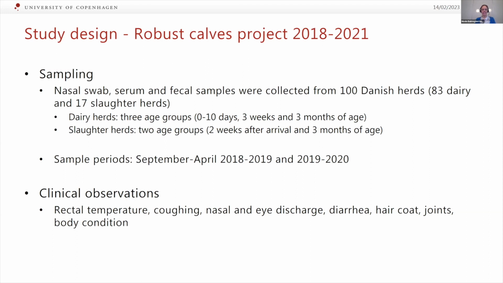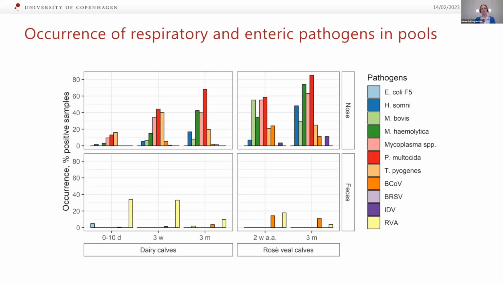And then at each herd visit, they also did clinical observation where they looked at different parameters such as rectal temperature, coughing, nasal and eye discharge, diarrhea status, and so on. So this figure shows the result for all the samples that were collected at the first visit in the 100 herds, and all these samples were analyzed in pools. And this figure shows the result both for the nasal swab pools and the feces pools for the different age groups in both the dairy and in the slaughter herds.